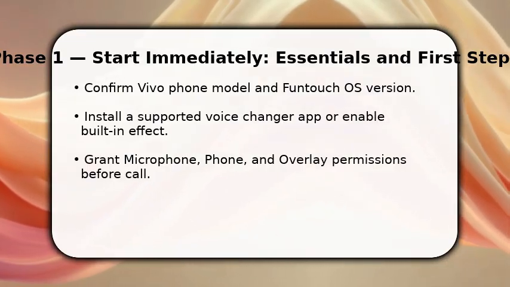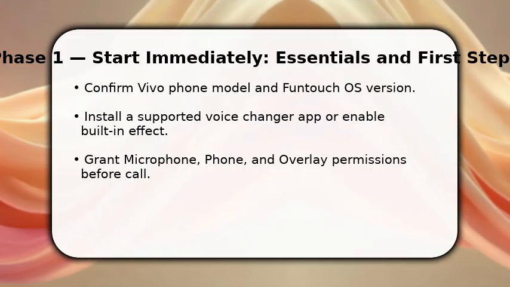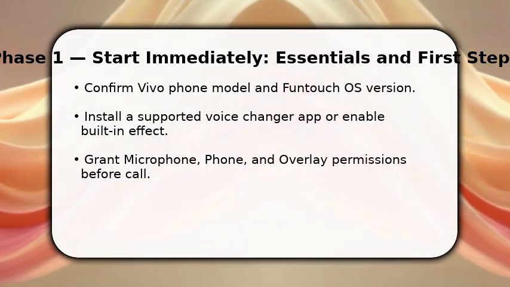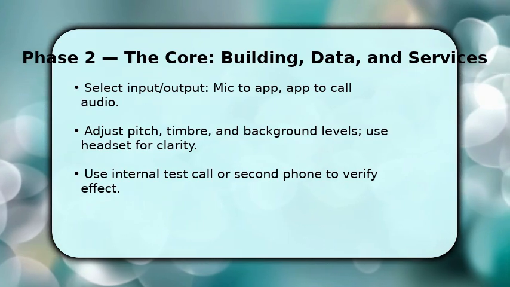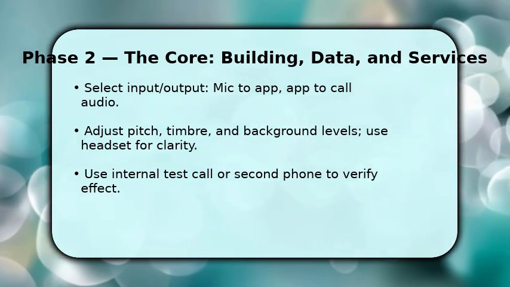Now open the app and choose a target voice preset. You'll switch it live in the next step, so pick one you can test quickly. You now configure audio routing inside the app. Set the app to capture the microphone and output into the call stream.